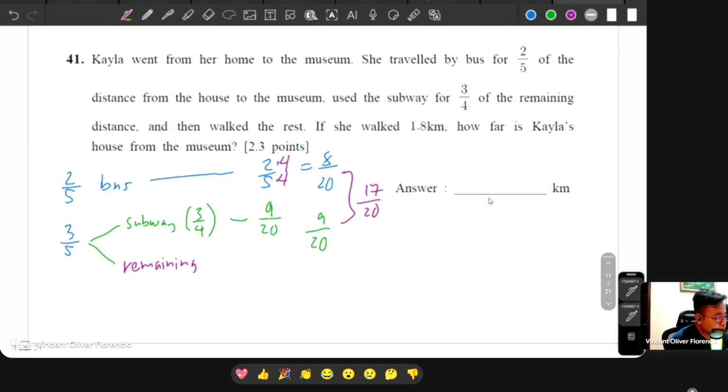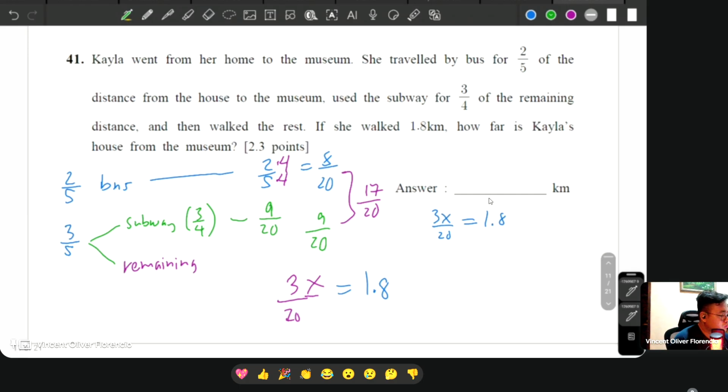Now, you have still a remaining 3/20 of that distance x. Okay? Because we don't know yet the exact distance. Now, it says there that the remaining distance is 1.8 kilometers. This is going to be your working equation. We just copy 3x/20 is equal to 1.8.